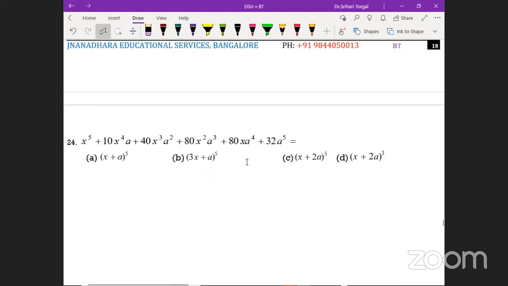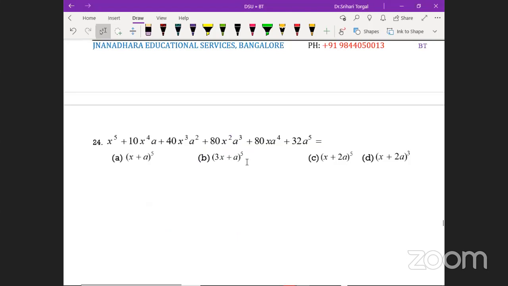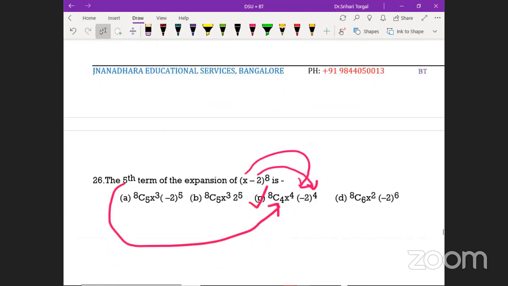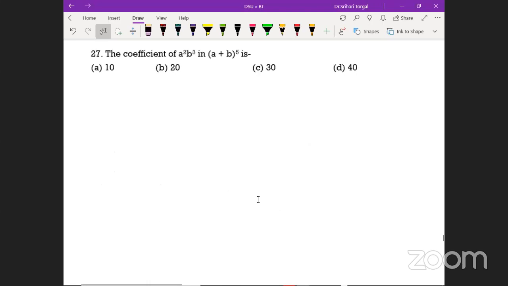Next question. Question number 24. X power 5. Very easy actually. Here you take x, and here a, that is 2a, whole power 5, answer. Right? Option C. If you consider the highest power, you immediately know what to do. Right? Next question. Try to answer this coefficient.